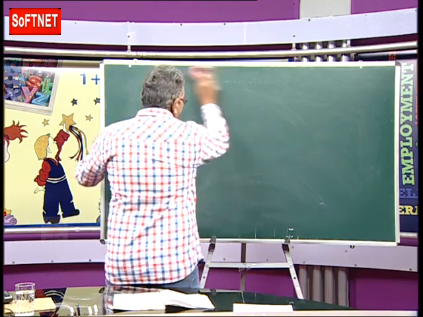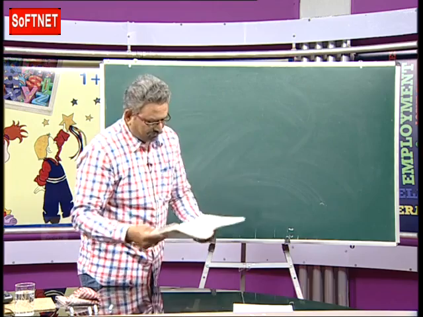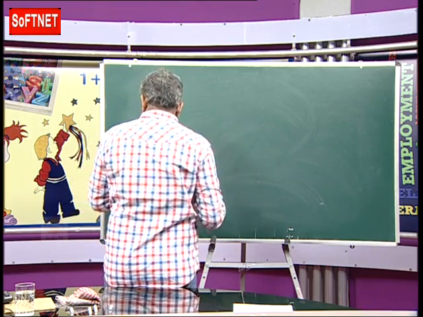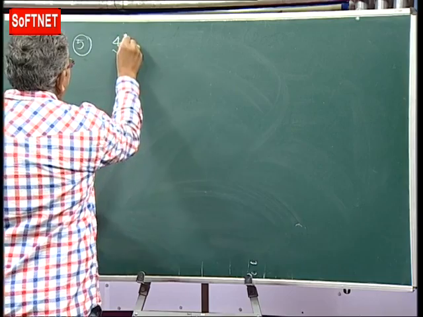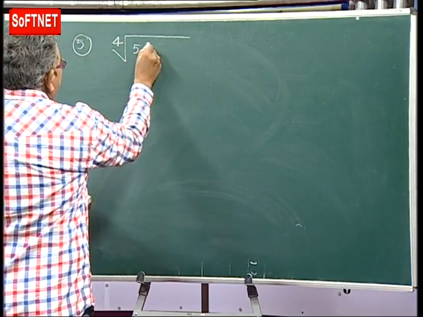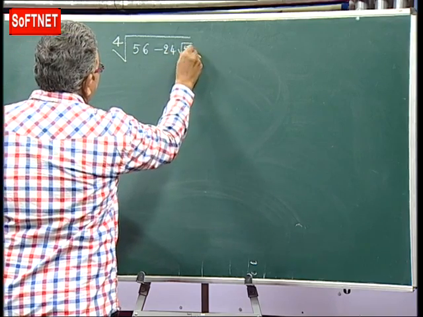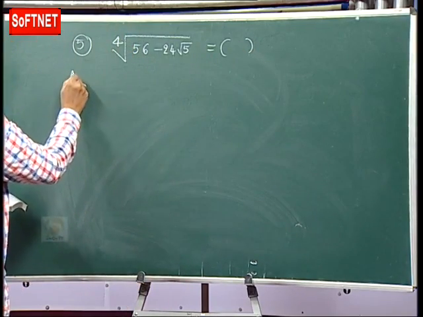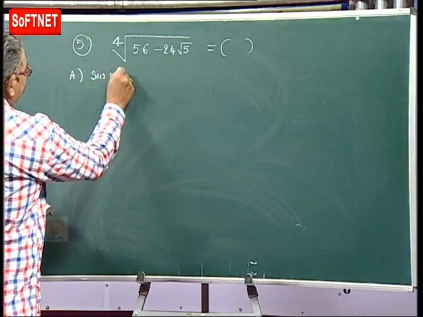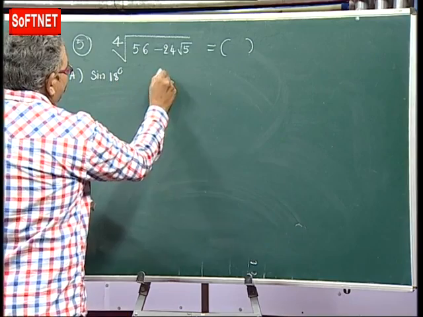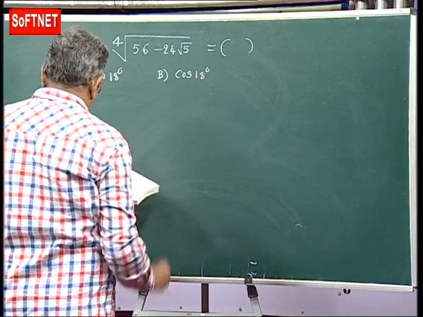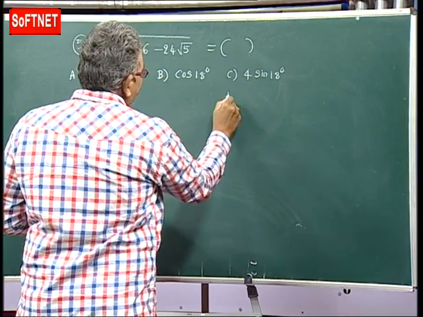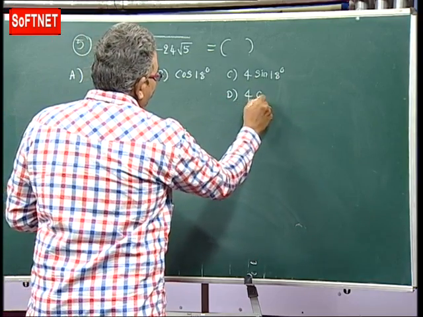So, let us move to the next problem. Fourth root of 56 minus 24 root 5 equals to: A, sin 18 degrees; B, cos 18 degrees; C, 4 sin 18 degrees; D, 4 cos 18 degrees.